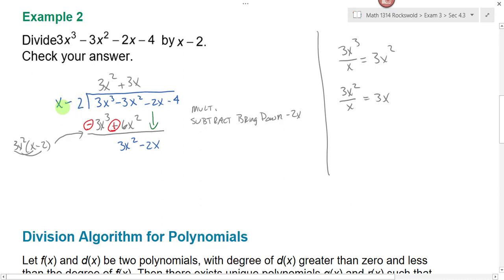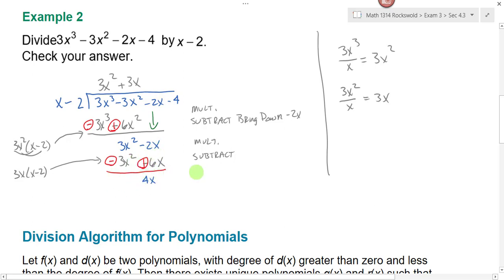So now I'm going to divide 3x squared by x, and when I do that I get 3x, so I put my 3x on top. Now I need to distribute again. I'm going to take this 3x here and multiply it by the x minus 2, and that's what I'm going to put right here. So 3x times x is 3x squared, and then 3x times negative 2 is minus 6x. What's my next step going to be? So when I subtract, I'm changing my signs and I'm adding. That's going to give me 3x squared minus 3x squared is 0. Negative 2x plus 6x is 4x.